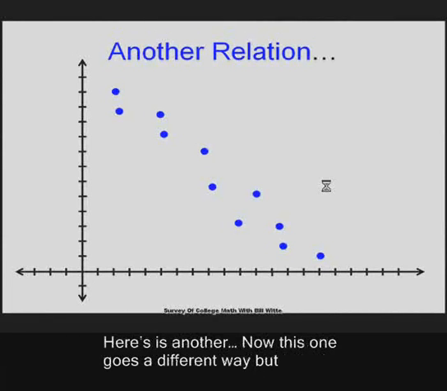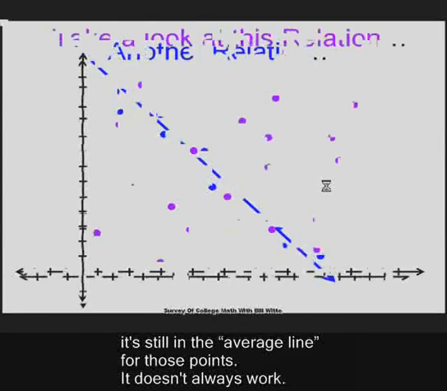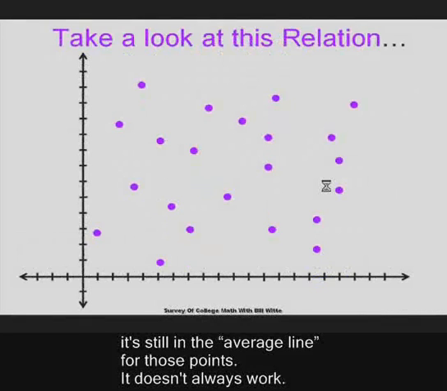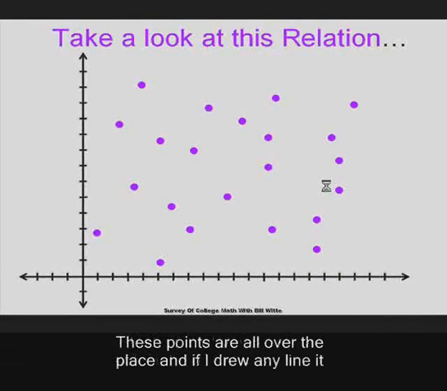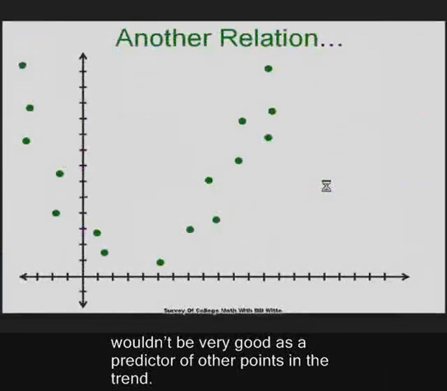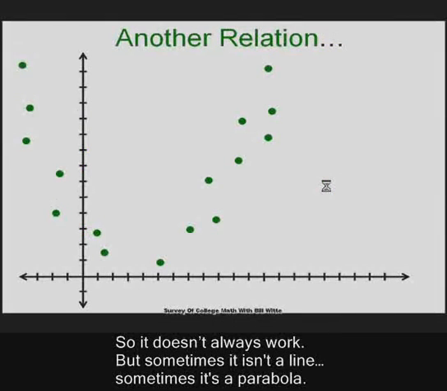Here's another one. Now this one goes a different way, but it's still an average line for those points. It's not always a line, and it doesn't always work. These points are all over the place, and if I drew a line, it wouldn't be very good. Okay, so it doesn't always work. And sometimes it isn't a line.